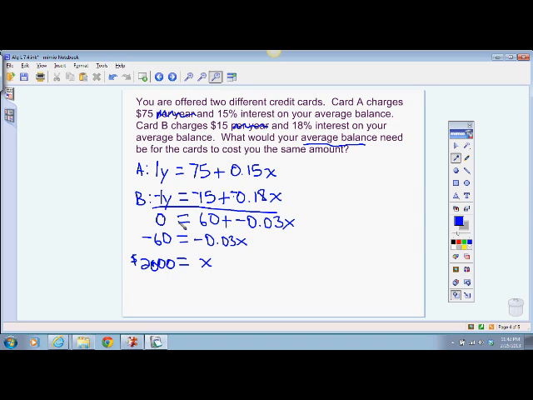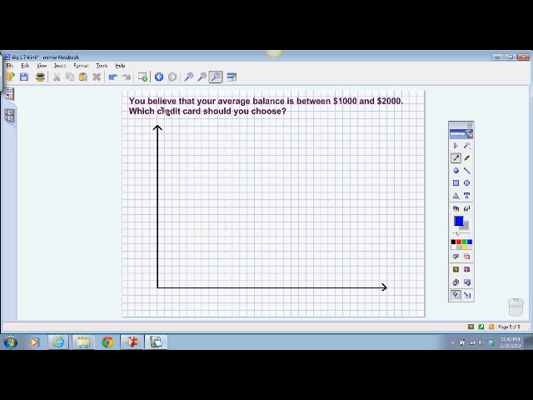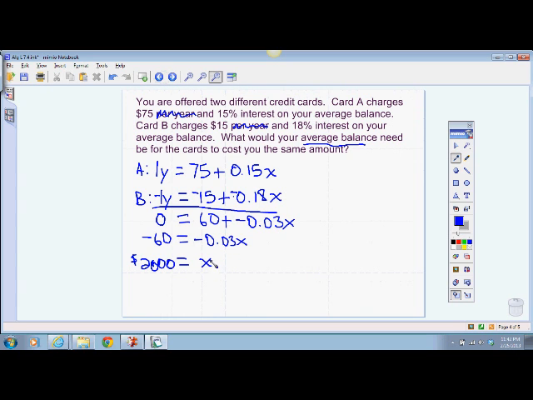But what if you wanted to know which one to pick? You believe that your average balance is between $1,000 and $2,000. Which credit card should you choose? Well, I know they're the same at $2,000, but what if it's less than $2,000? So remember, we said at the very beginning of this lesson that it's sometimes helpful to use a graph. So let's graph these two.